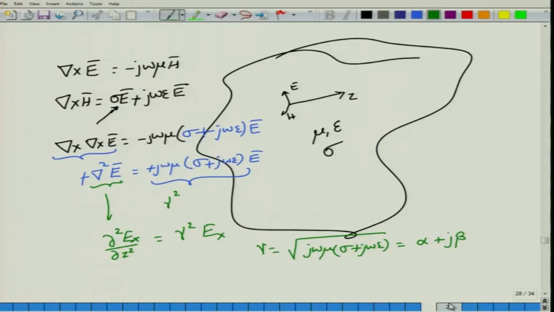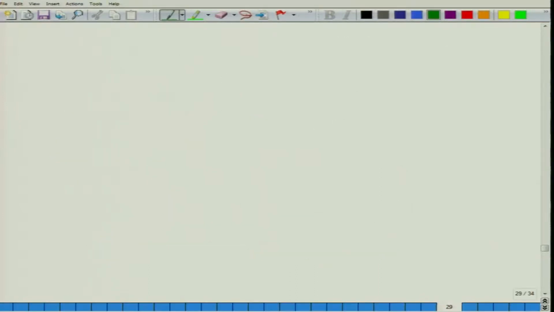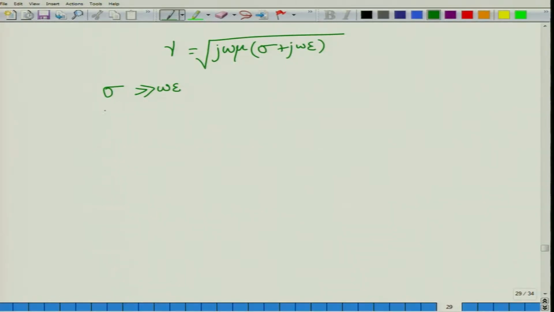This case leads to what is called the skin effect in the conductor, and it is applicable when gamma can be simplified by taking an approximation which I will just show you. Recall gamma is j omega mu sigma plus j omega epsilon, all under square root. If I assume that sigma is much larger than omega epsilon, which is equivalent to assuming that sigma times E is much larger than omega epsilon times E, in magnitude of course I am talking about.